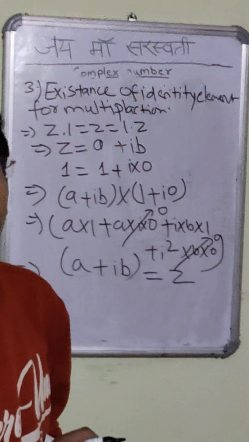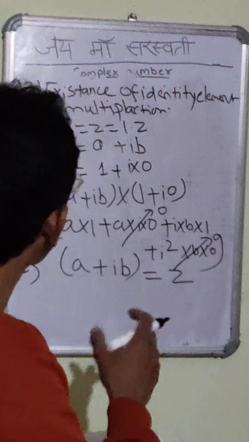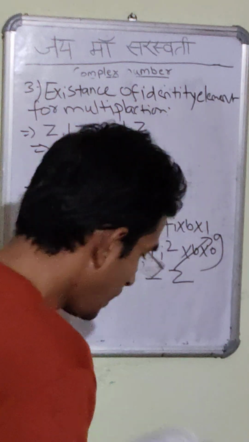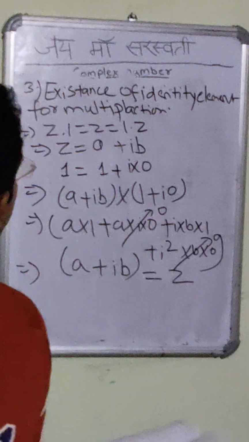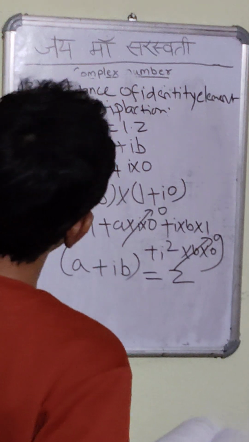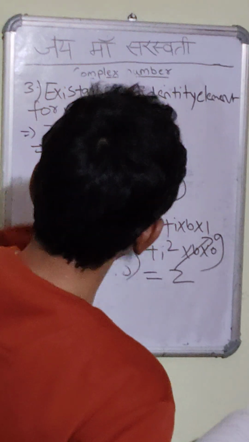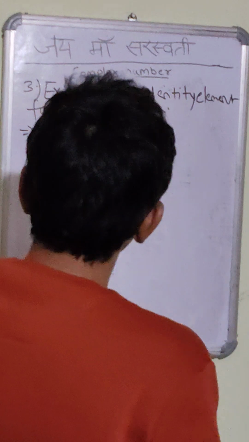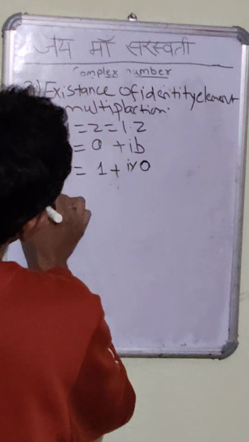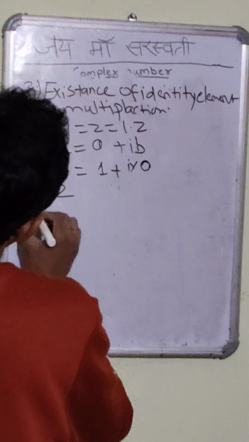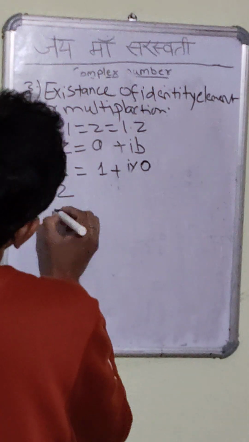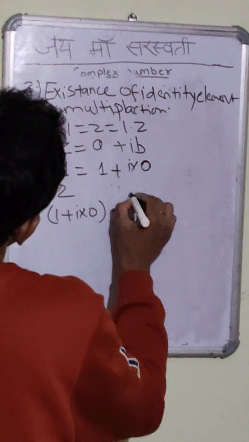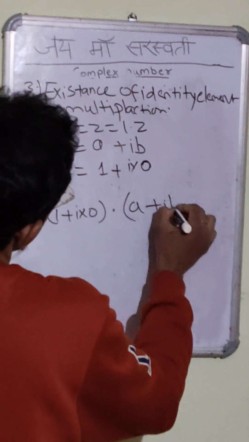Now moving ahead to the right hand section, that is 1 into Z. We will multiply 1 into Z and cross verify the result, and that will prove the analysis. So whenever we use 1 into Z, we place 1 before, thereafter we place Z. So it will be 1 plus I into 0, into Z, and Z is basically A plus IB.